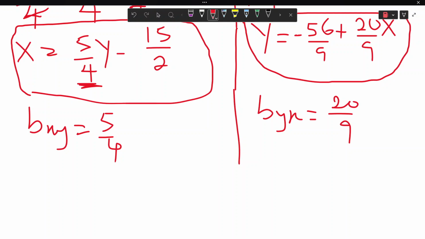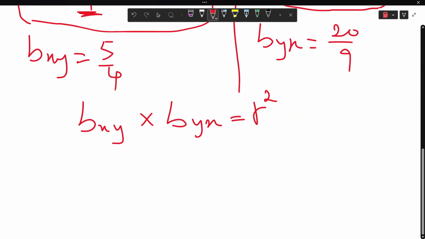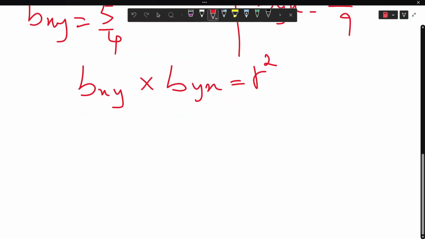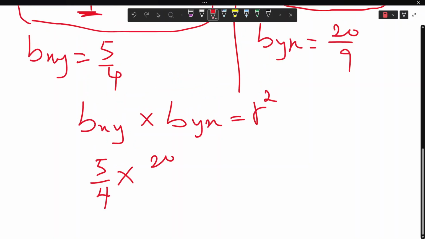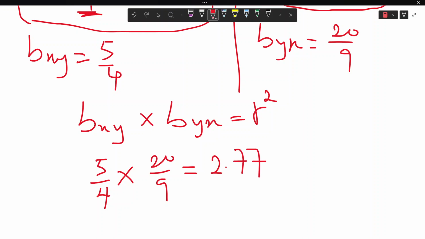When we are done finding our regression coefficients, the next thing is to multiply. If we multiply the regression coefficient x on y by the regression coefficient y on x, it's giving us r squared. We're going to put this formula in our next question. Don't worry. So 5 over 4 times 20 over 9, which is giving us 2.77. That is our r squared.